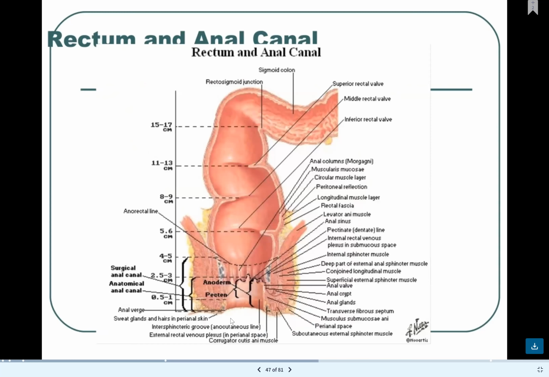So this is just to show the division. This is the sigmoid colon, which is now coming to the rectum, and then all this part is the anus. What we are studying here is just the divisions of the parts, and then precisely the anatomical point and the surgical point. This is normally where we dissect, and this is the anatomical anodem. These things actually increase sensation during anal intercourse, which is very stupid anyway.